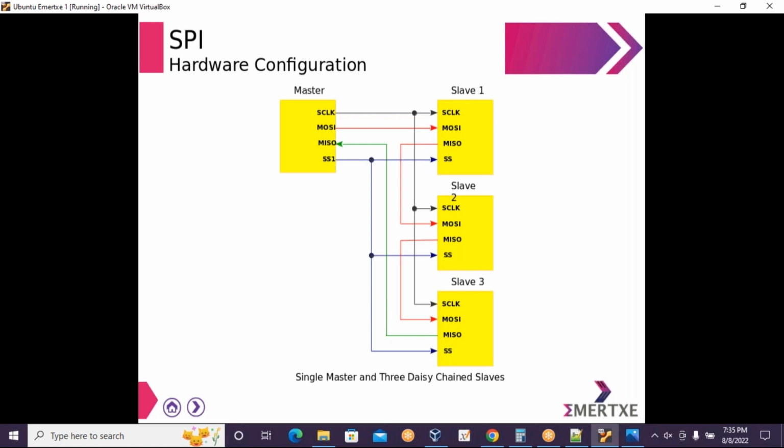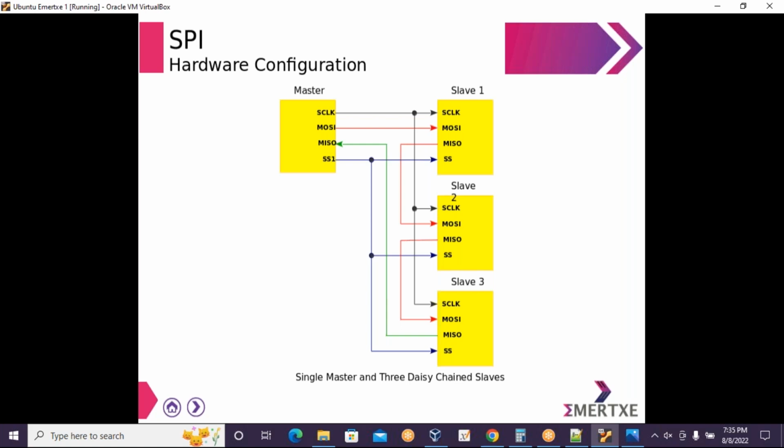In the daisy chain configuration, how many slave select lines have been there? Come on, how many slave select lines have been there here? There is only one slave select line. It doesn't matter how many slaves have been there in this network. However many slaves it might be, there is only one slave select line.